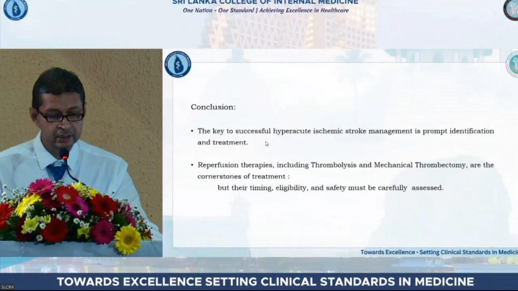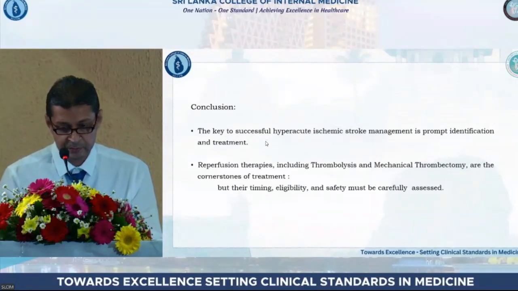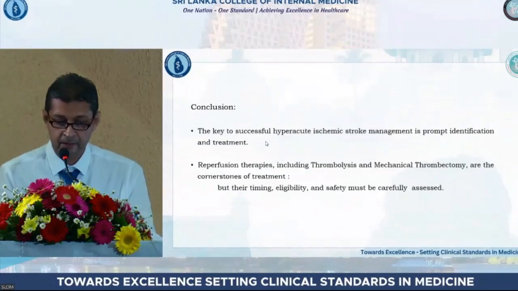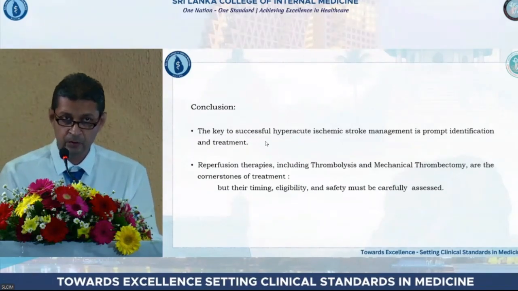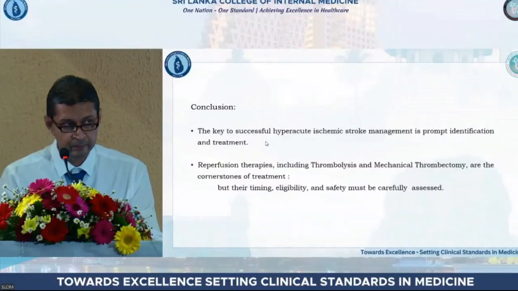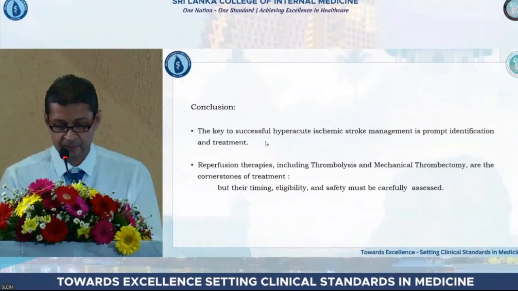In conclusion, the key to successful hyperacute ischemic stroke management is prompt identification and treatment. Reperfusion therapies, including thrombolysis and mechanical thrombectomy, are the cornerstones of treatment, but their timing, eligibility, and safety must be carefully assessed.